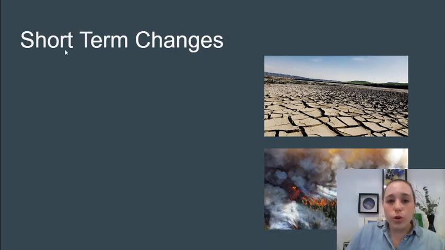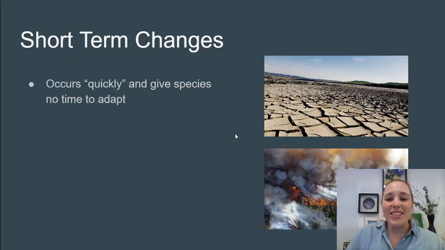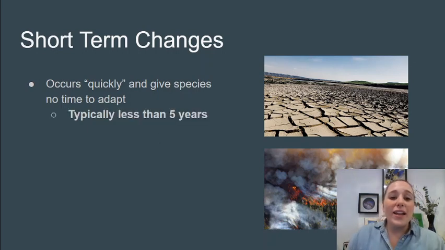So we either have short-term or long-term changes. The short-term change is something that's going to take a little bit of time to occur. And we're thinking about the scheme of the Earth. Things that seem like they're fast to us are going to be ridiculously fast to the Earth. Things that are slow to us are still going to be ridiculously fast to the Earth. So anything that's less than 5 years is going to be considered a short-term change.